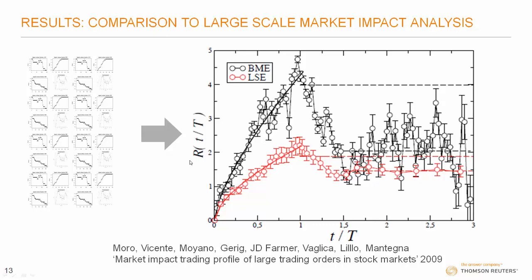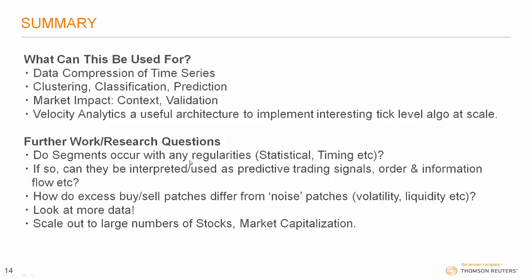So I'm going to end it here and open things up to questions. But first, let me just summarize. We showed that we could do very interesting compression of data time series using a segmentation algorithm, which provides some context for market impact, and could be used for further processing like machine learning, classification, clustering, and so on. We could conclude that velocity analytics was a very useful architecture to implement such an algorithm at the tick level where the data sits, and at scale.